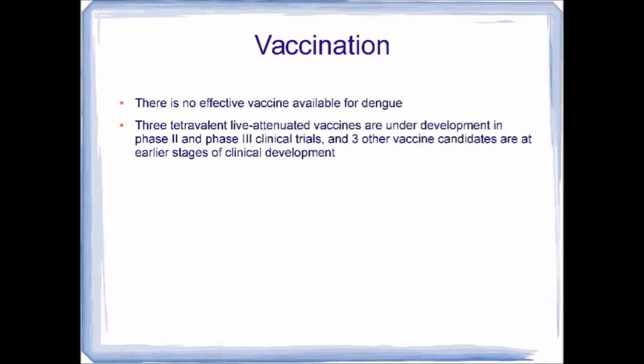There is no effective vaccine available for dengue. There are 3 tetravalent live attenuated vaccines, which are under development in Phase 2 and Phase 3 clinical trials, and 3 other vaccine candidates are at earlier stages of clinical development.